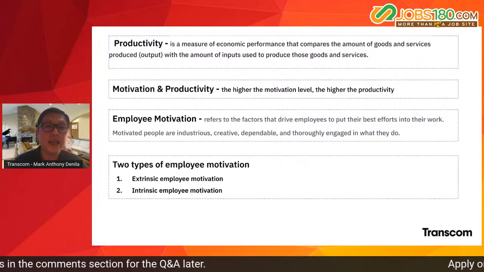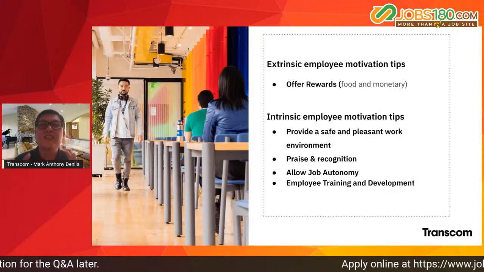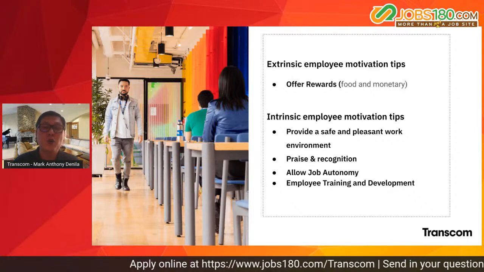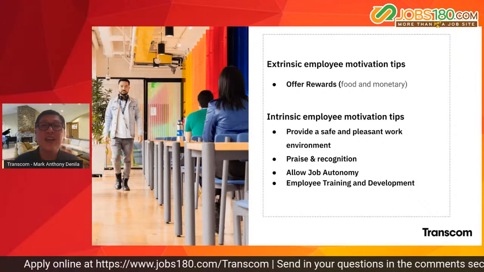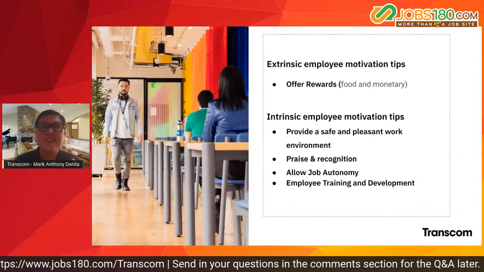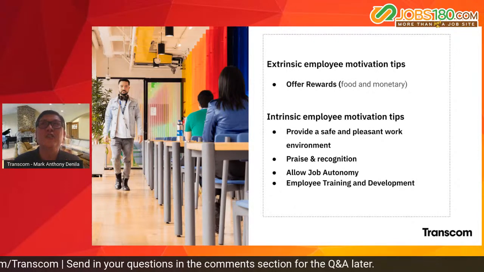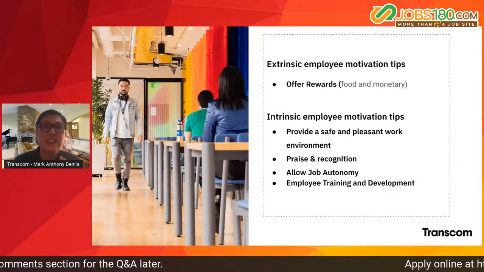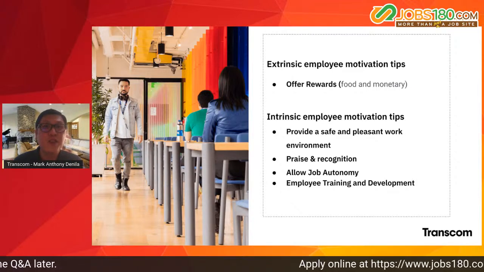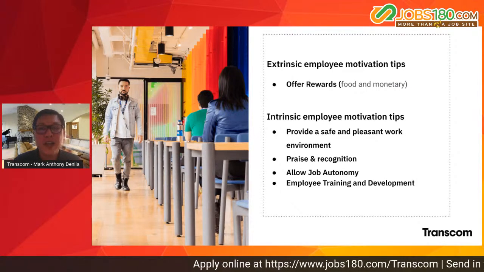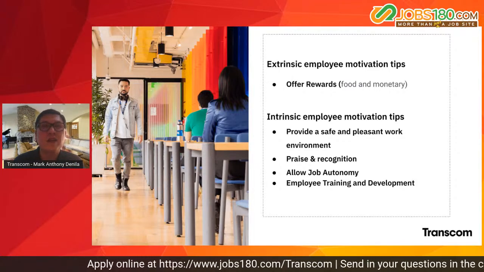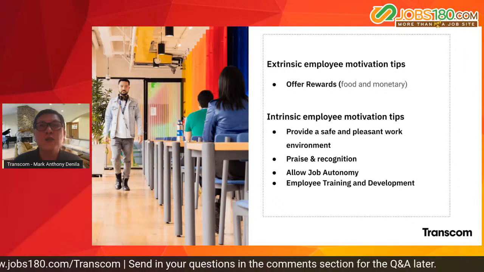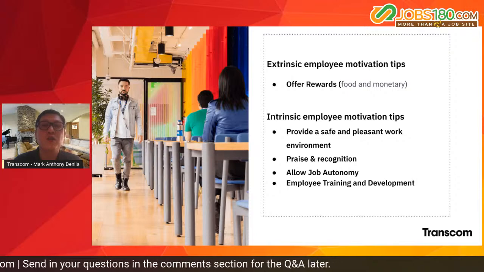Now, on the next slide, what are the extrinsic employee motivation tips? Of course, external factors offer rewards. It could be food or monetary. If we go back to Abraham Maslow's hierarchy of needs, these extrinsic rewards would fill our basic need, which is physiological. You provide monetary rewards, or let's say increase the health package of their insurance, so it would meet the physiological need of your employees.